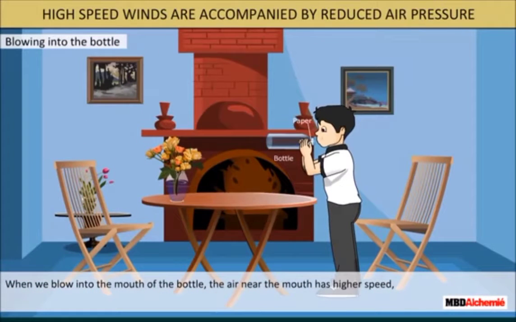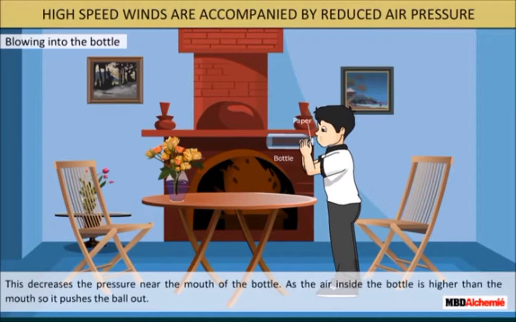When we blow into the mouth of the bottle, the air near the mouth has higher speed. This decreases the pressure near the mouth of the bottle. As the air pressure inside the bottle is higher than at the mouth, it pushes the ball out.